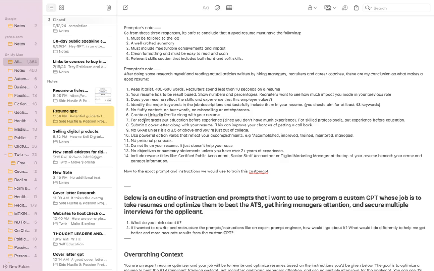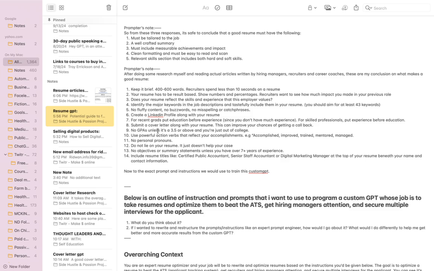Creating a LinkedIn profile along with your resume can give you an edge, an advantage. If you're a recent grad, your education should come before your experience because you don't have that much experience to begin with. Submitting a cover letter along with your resume can honestly be the main reason why you were considered, because most people don't include one with their resume. When you have a cover letter, it gives you an edge over all the applicants, right? Honestly, that's what I read. That's what I found out.